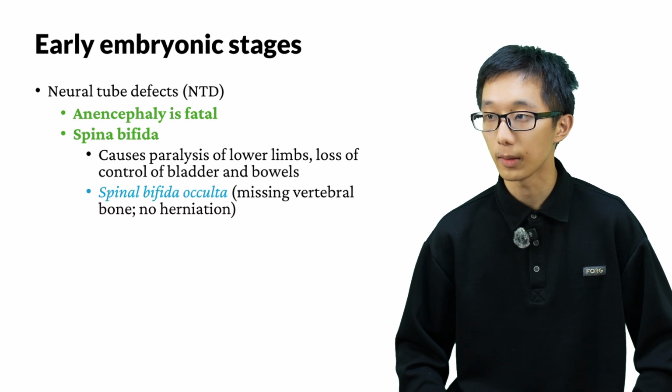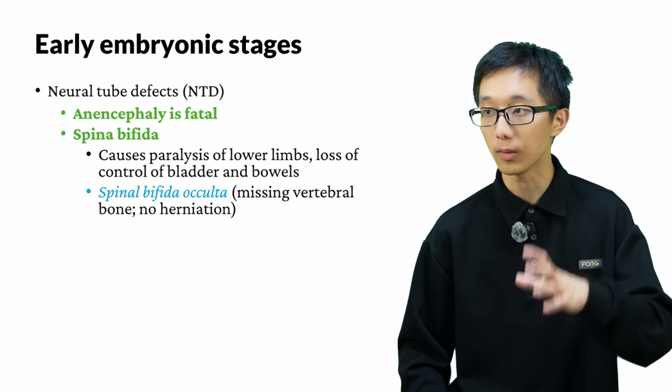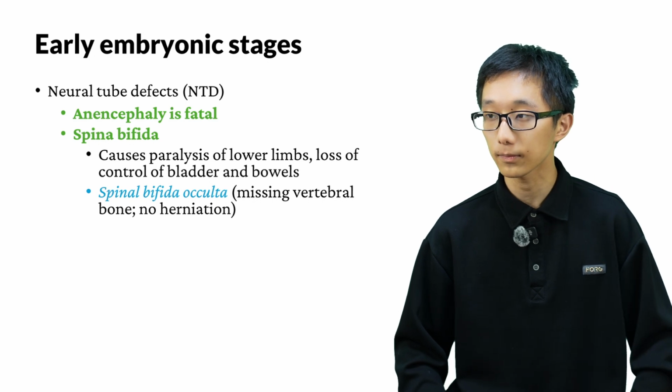The lightest type is the spina bifida occulta. Occulta means that it is not very obvious. Here, only a vertebral bone is missing. There is no herniation of tissue. That is to say, the tissue does not bulge out of the body.